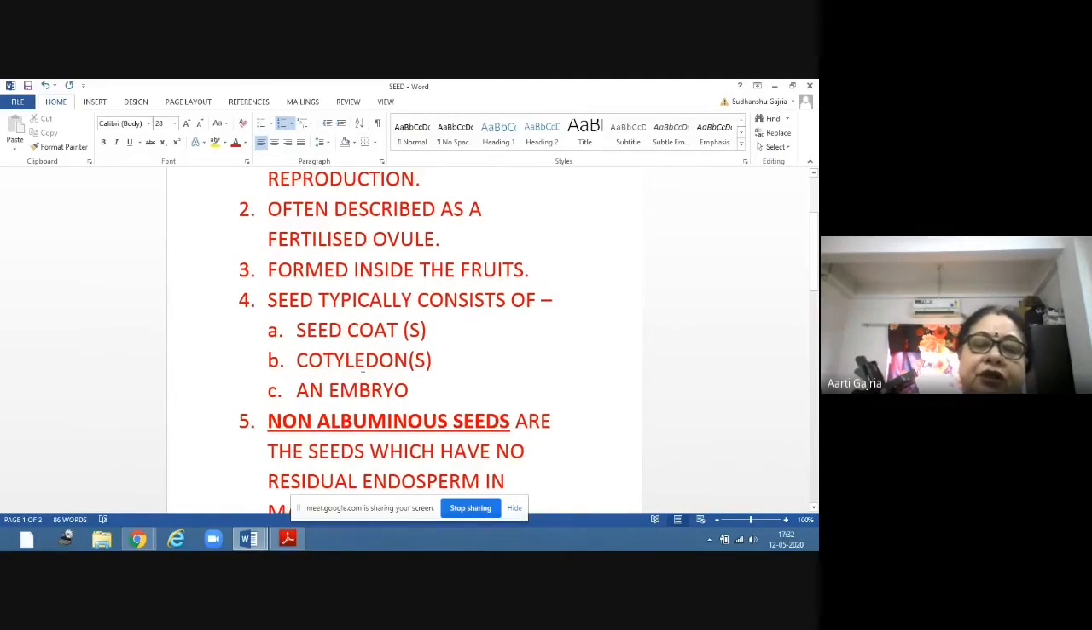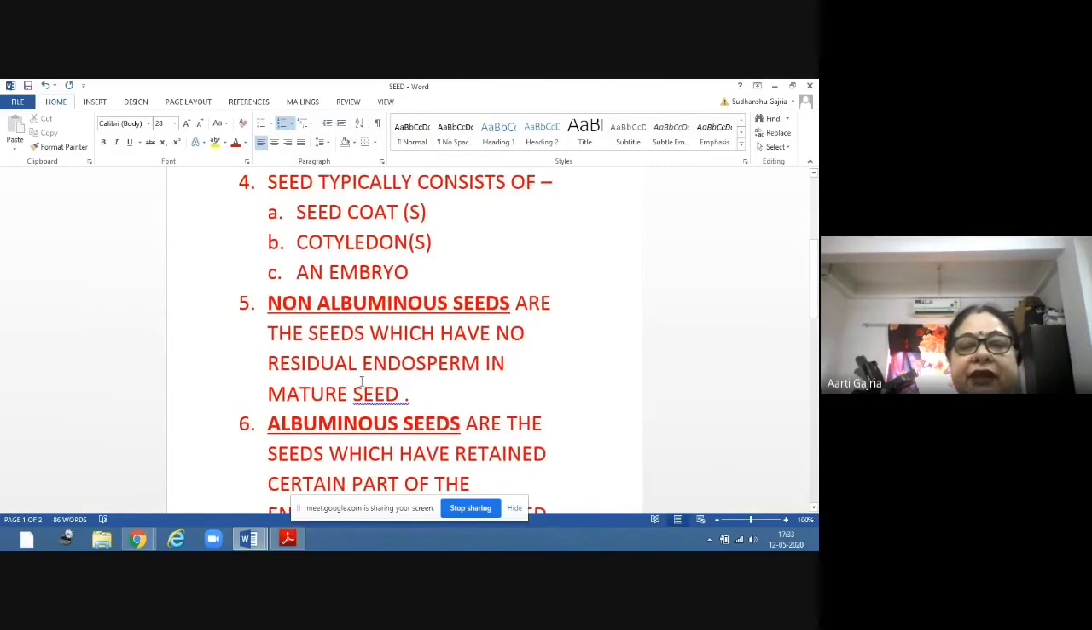Now, depending upon the residual endosperm, like yesterday we had discussed that in some seeds, the endosperm is still present inside the seeds, whereas in some, the endosperm is completely finished by the developing embryo. So in mature seed, you will not find any residual endosperm. So based on the presence or absence of the residual endosperm, the seeds are divided into two types: non-albuminous seeds and albuminous seeds.